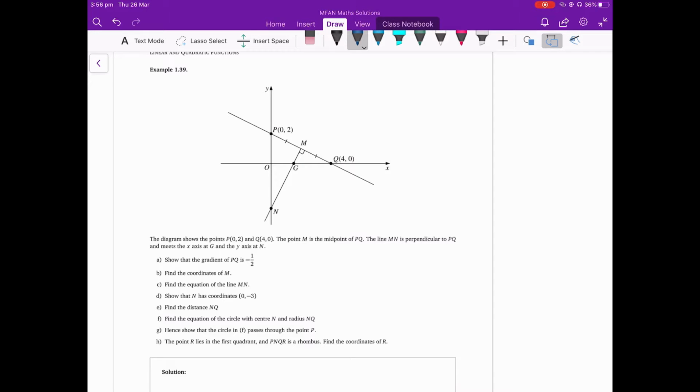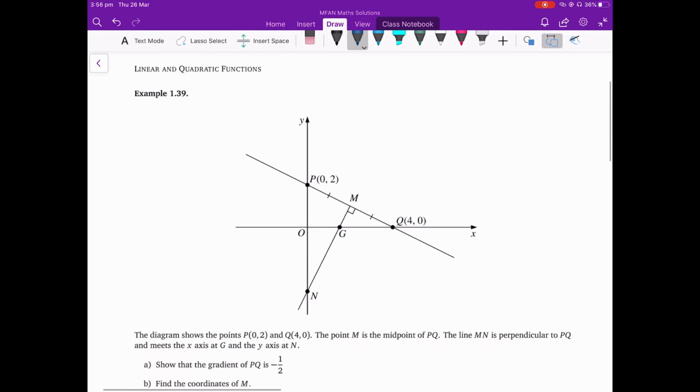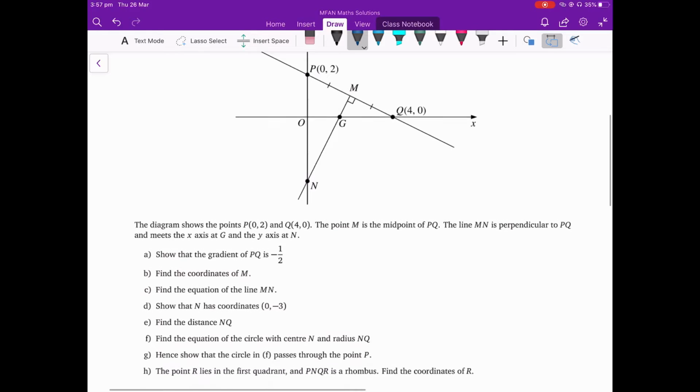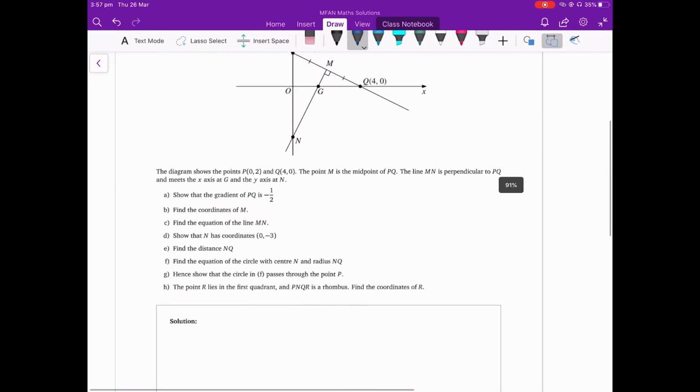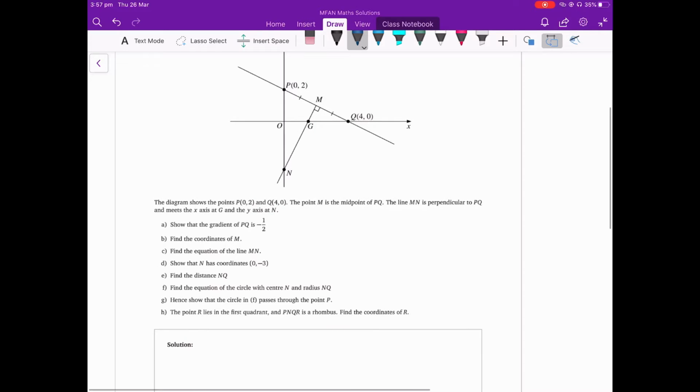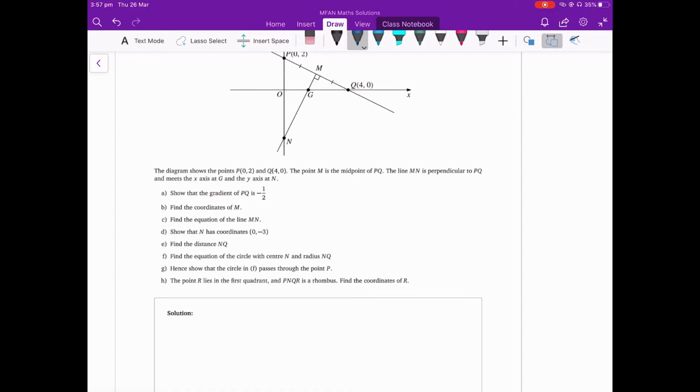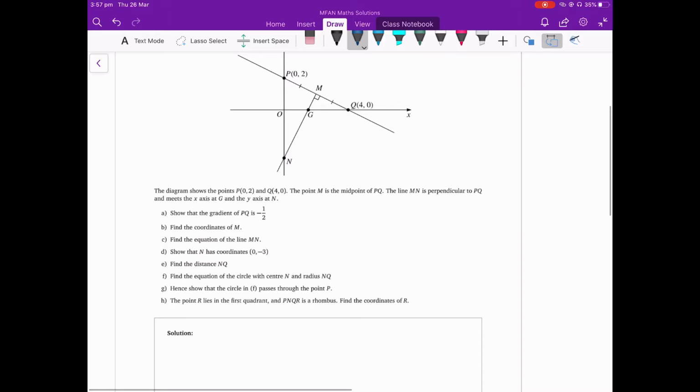Okay, so let's have a look at example 1.39. Here we've got two lines and you can see that they're perpendicular to each other. Let's have a look at the very first question. The diagram shows points P (0, 2) and Q (4, 0). The point M is the midpoint between them. The line MN is perpendicular to PQ and meets the x-axis at G and the y-axis at N. Show that the gradient of PQ is negative a half.